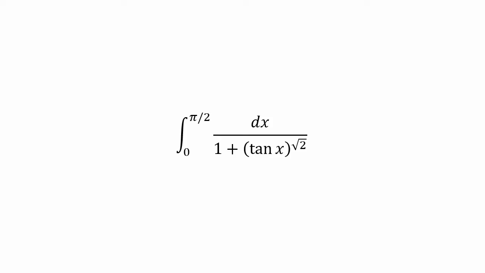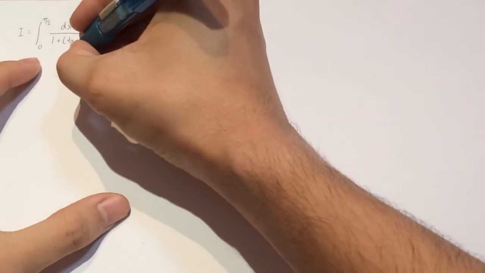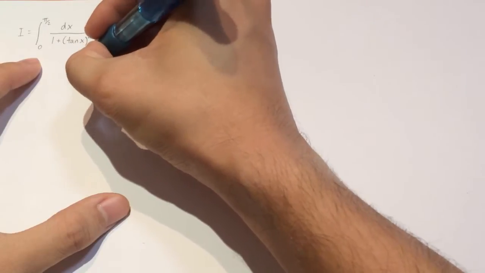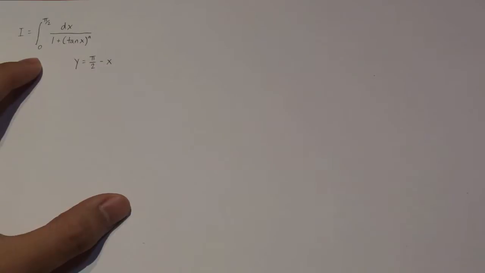So rather than solving out this integral that I've shown you earlier, we'll solve it for a more general case where tan x is raised to some power of a. Now this is the integral that we're going to be evaluating, and just like most of the things that we do on 12 Integrals, this requires some good substitution. And the substitution that we are going to make is we are going to let y equal pi over 2 minus x.